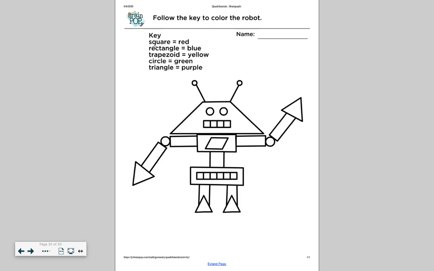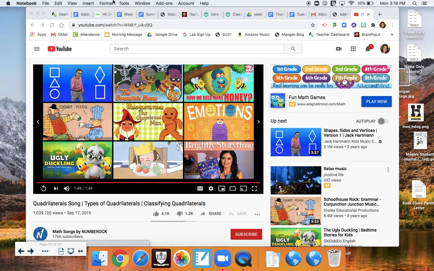So have fun today. Check out Brain Pop, color your robot, and begin to understand the classification of quadrilaterals. This is a very big topic, so we're just skimming the surface today. Good luck, boys and girls.